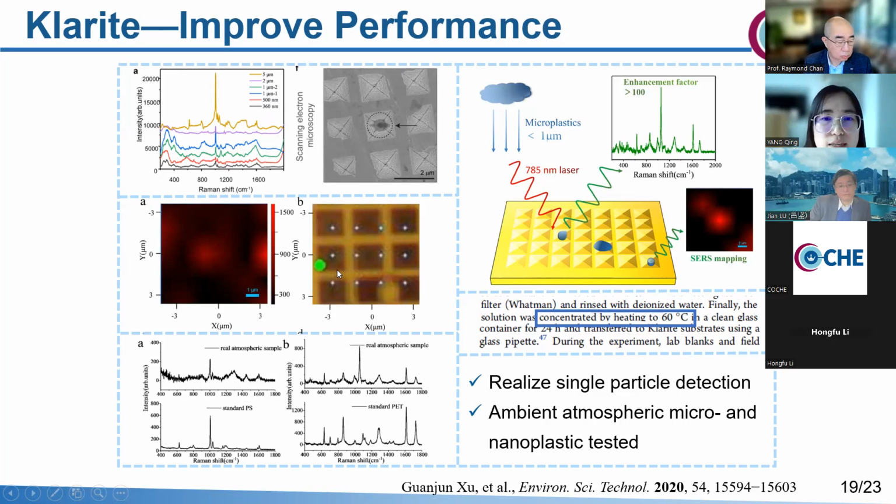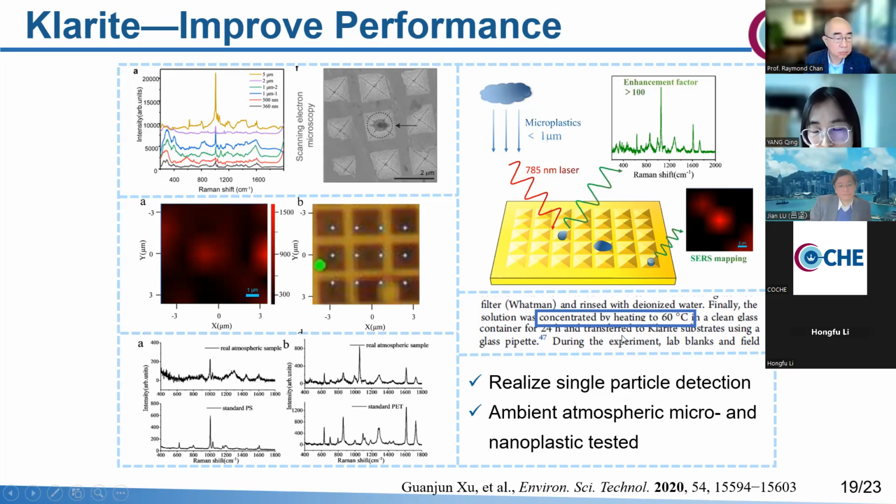In combination with Raman mapping, the distribution of the particles was also obtained, and the particles in alpine air were also detected. It should be noted that in the detection process, the analyte is dropped onto the substrate surface and then detected. Before the detection, they need to use solvent evaporation to concentrate the analyte.